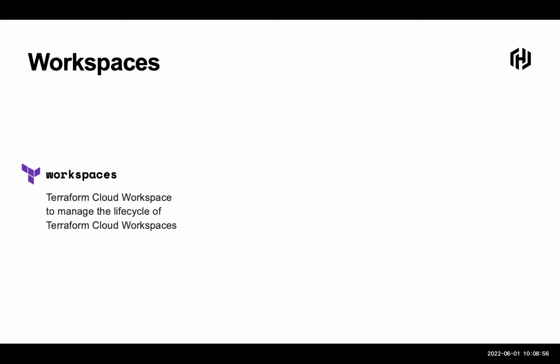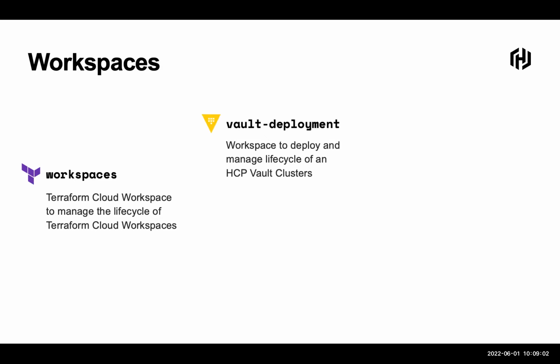So we'll start out back in Terraform Cloud, a single workspace to manage our other workspaces. And the first one we'll create is a Vault deployment workspace. Goal here, we want to deploy an HCP Vault cluster or multiple. So that means we also need to have some networking for that and some other things associated with it.